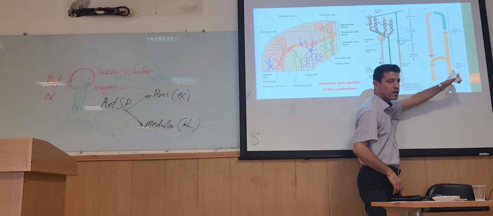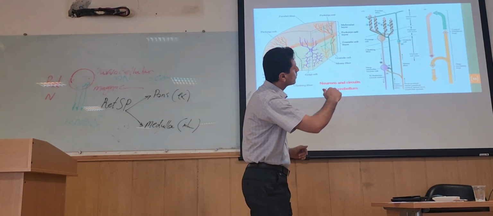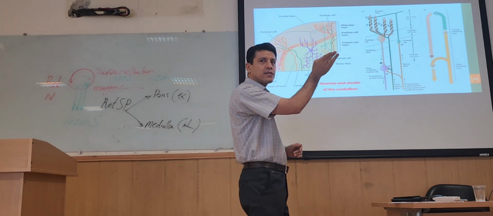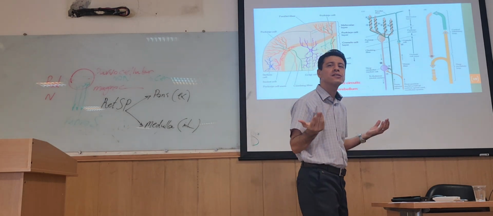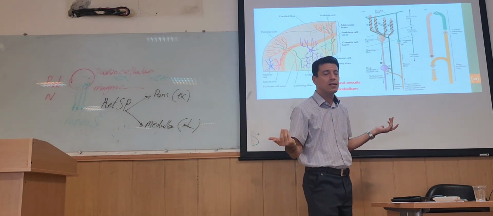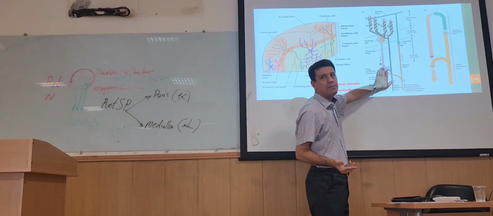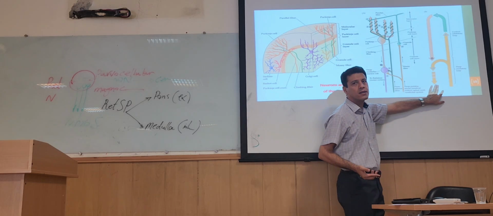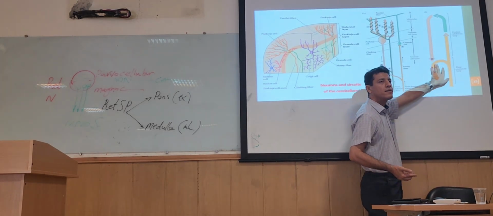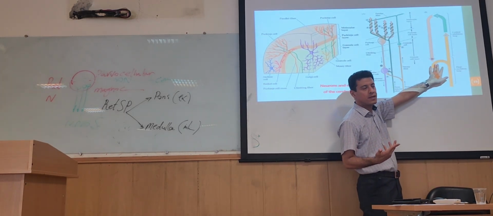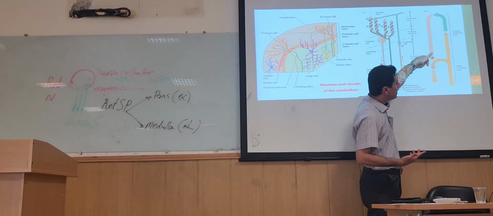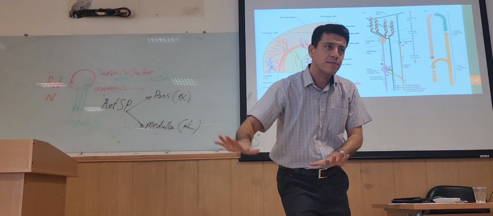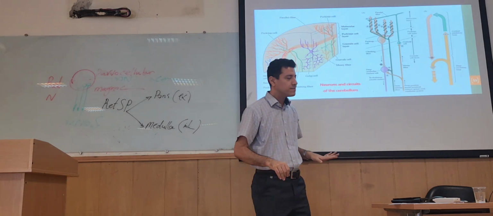But this one is a long loop. It goes to the cortex. It first activates granule cells. Granule cells activate Purkinje cell. But Purkinje cell is inhibitory. It inhibits deep cerebellar nucleus. So the short loop is excitatory. The long loop is inhibitory. The long loop inhibits deep cerebellar nucleus. So the targets are depressed, suppressed. Right?